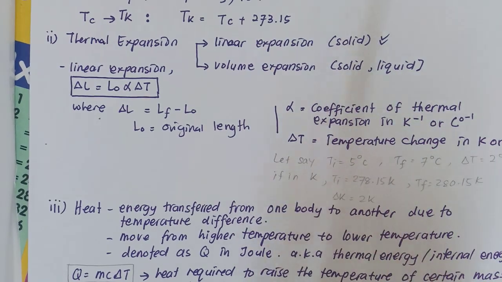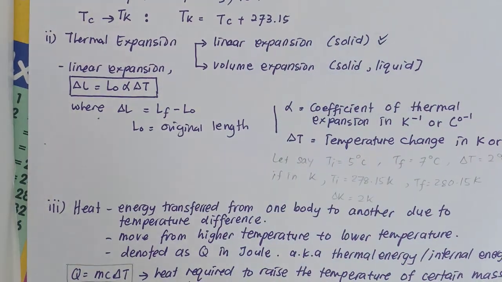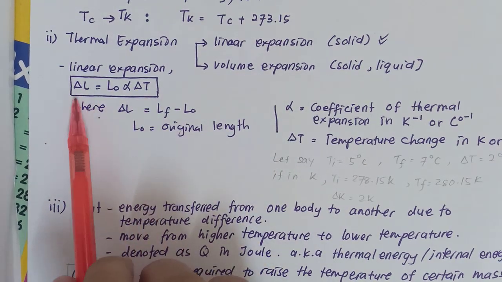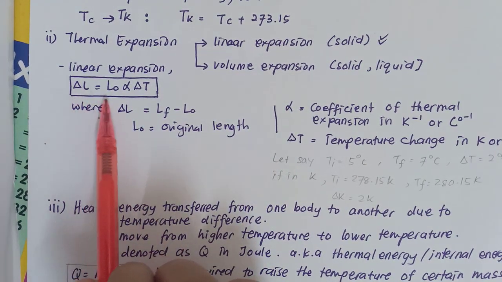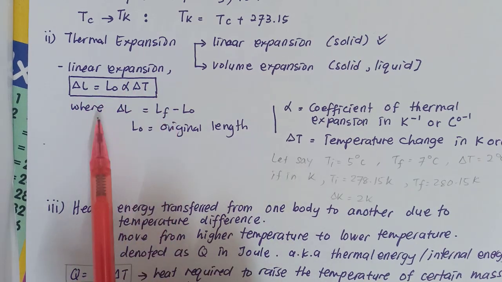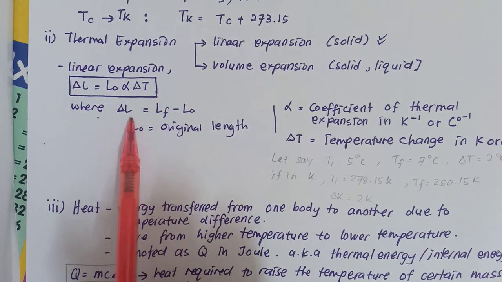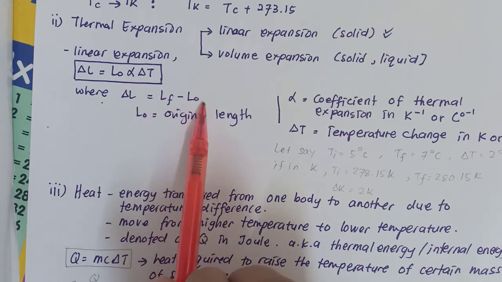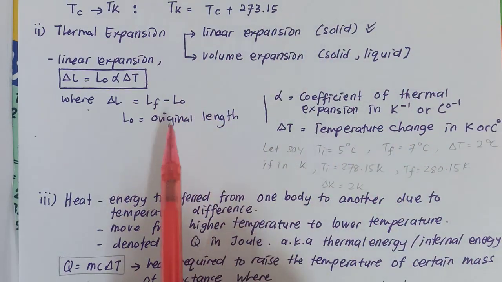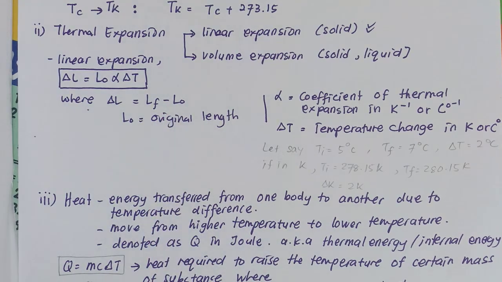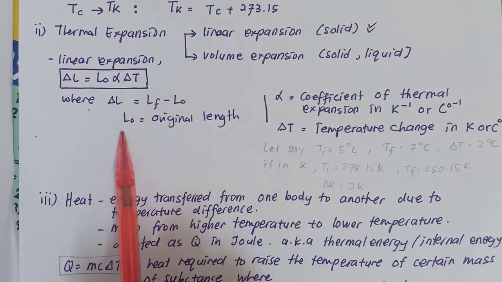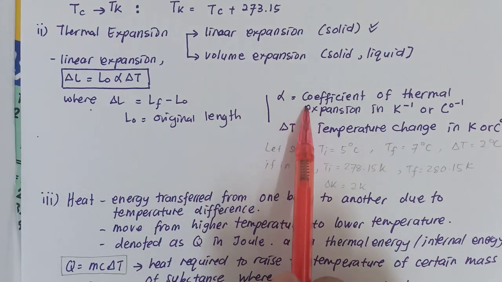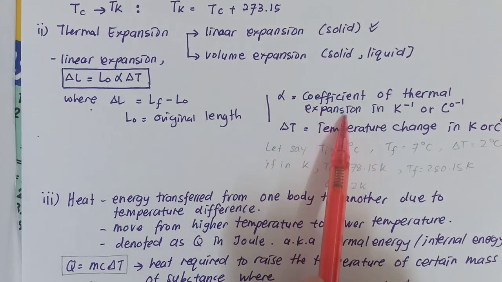So you can have the equation. For our chapter, we will focus more on linear expansion. It is expressed by this formula: delta L equals L naught alpha delta T. Delta L is the new length minus the original length, because it has already been expanded. L naught is the original length, and alpha is the coefficient of thermal expansion.